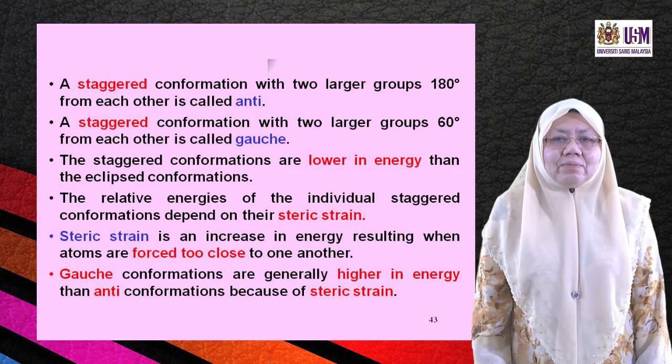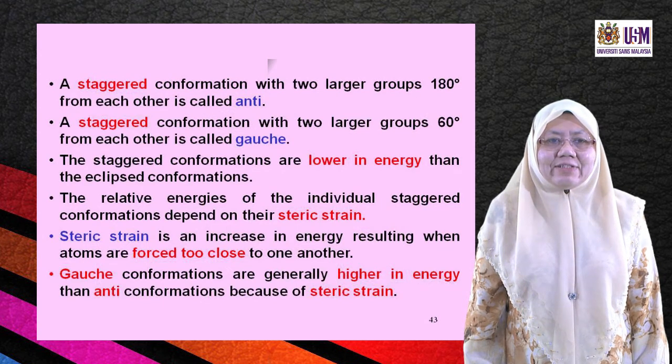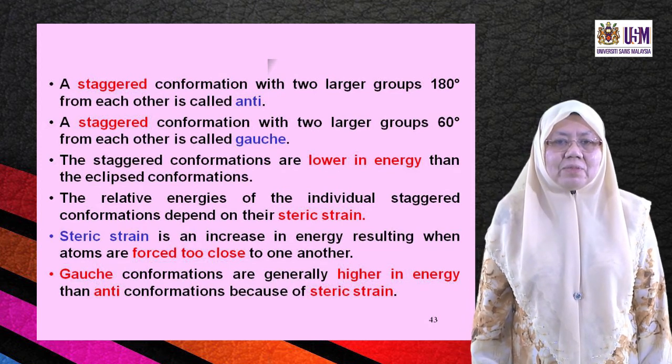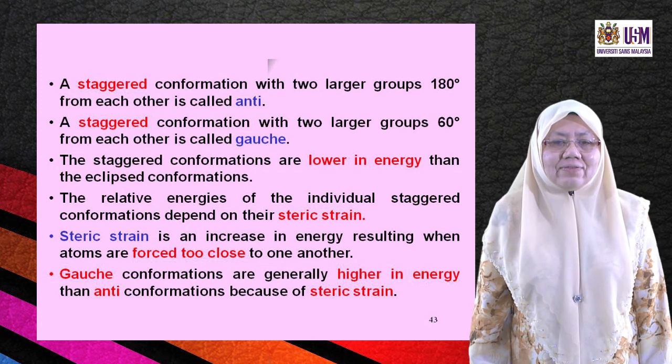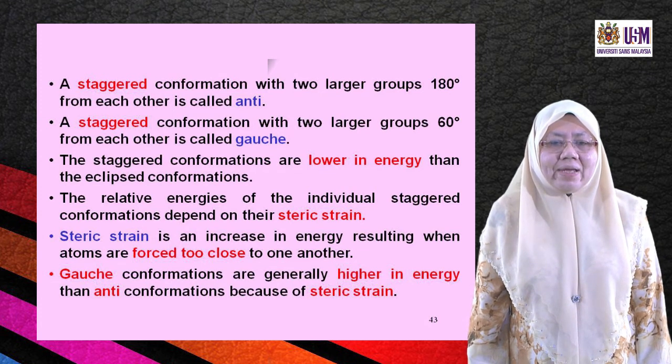A staggered conformation with two larger groups 180 degrees from each other is called anti. A staggered conformation with two larger groups 60 degrees from each other is called gauche. The staggered conformations are lower in energy than the eclipse conformations. The relative energies of the individual staggered conformations depend on their steric strain.